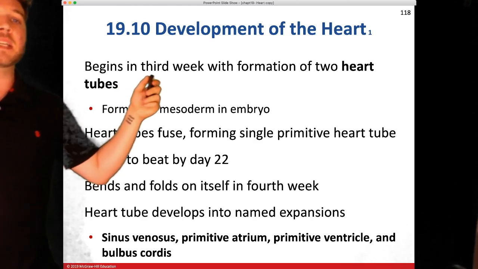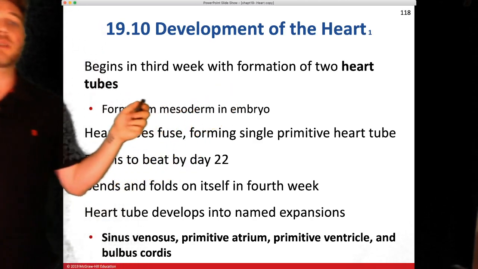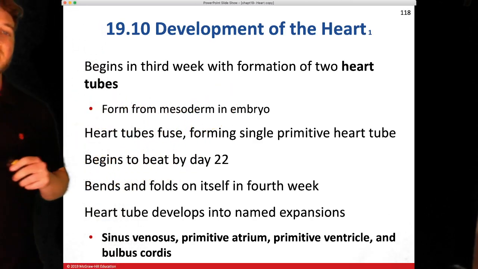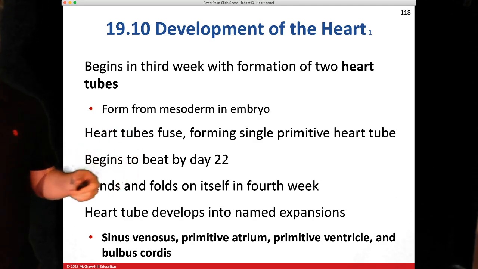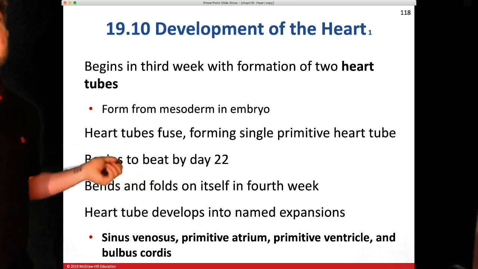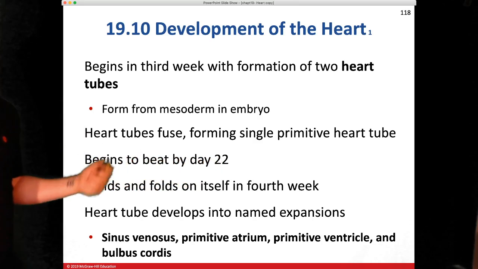Development of the heart. The heart development begins in the third week with the formation of two heart tubes forming from the mesoderm in the embryo. The heart tubes fuse, forming a single primitive heart tube. It begins to beat by day 22. That's what I want you to know. That's the important part for me. It begins to beat by day 22.